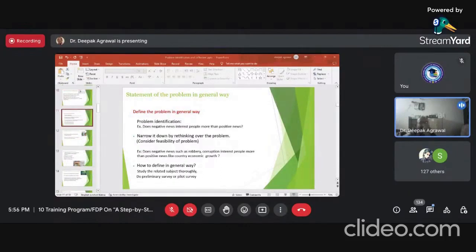So let us start defining our problem in a very generic way. We have identified the problem just with an example. Does negative news interest people more than the positive news? It is a very generic problem. Okay, we have identified this problem.